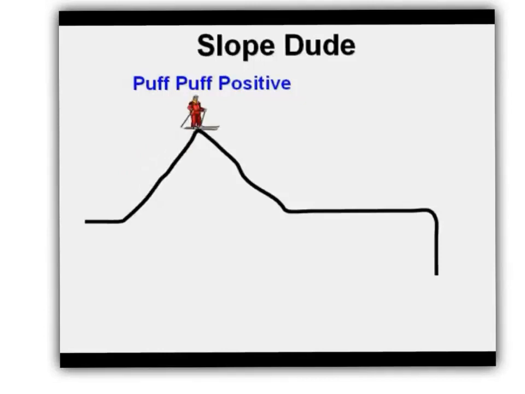Now he's at the top. It was puff, puff, positive all the way up the mountain, but now he can look forward to the downhill. On the way down the mountain, he says nice, negative. And now, after the downhill, he's in for the hardest part of the ski route, the long, flat part. He says, this is zero fun.